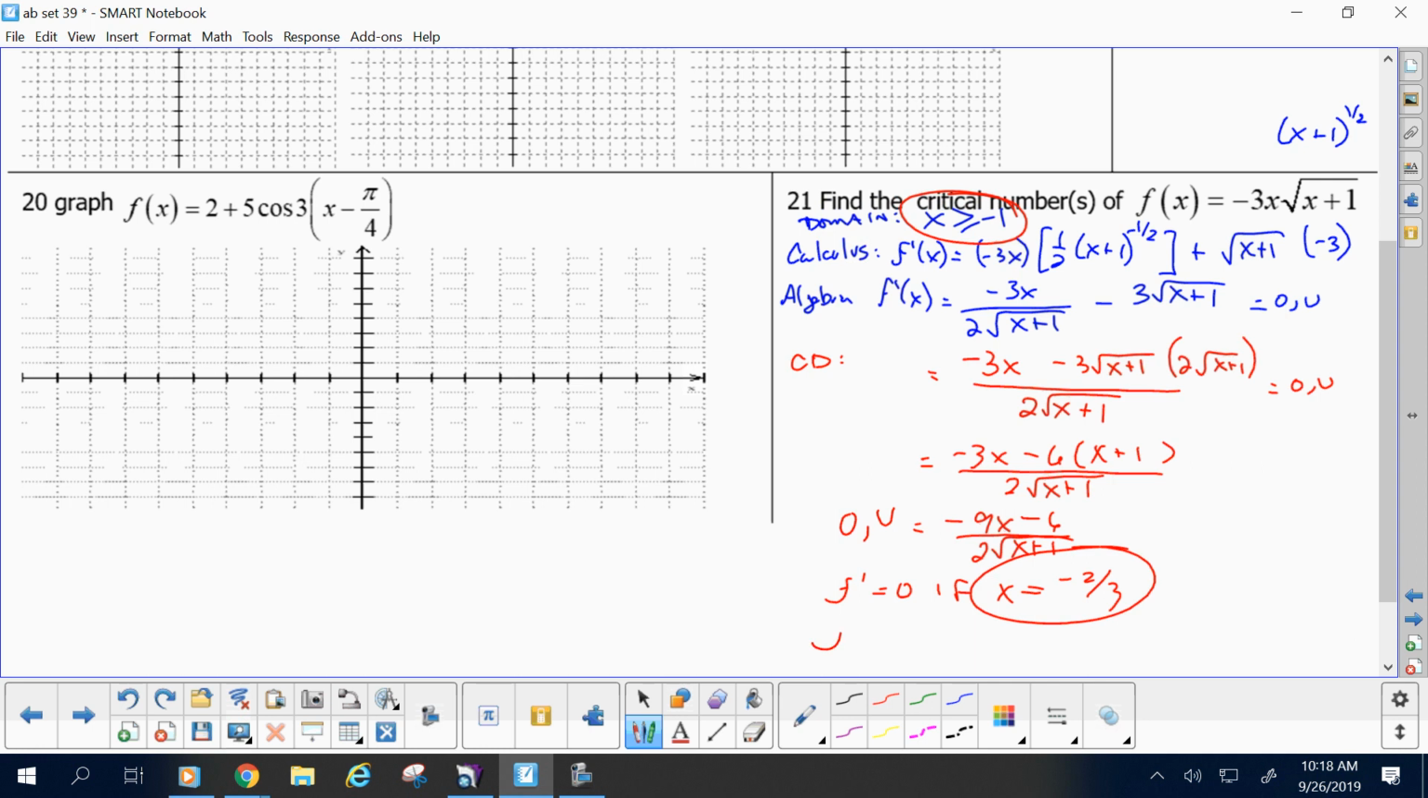The derivative is undefined if the denominator equals 0, so x equals negative 1. Is that in the domain? Negative 2/3 is greater than negative 1, so yes, it is. Those are two critical points.